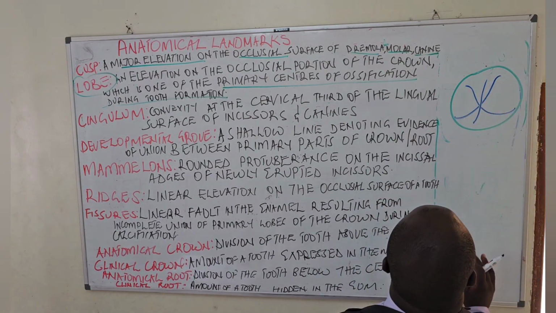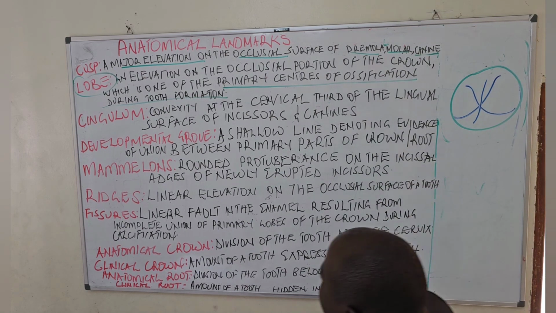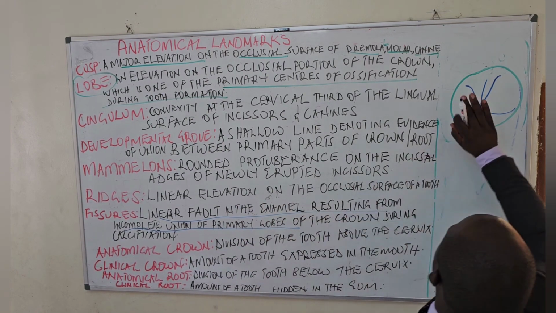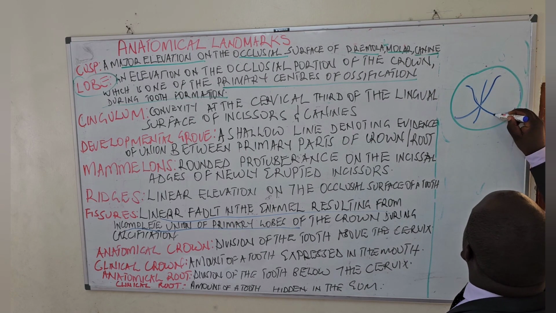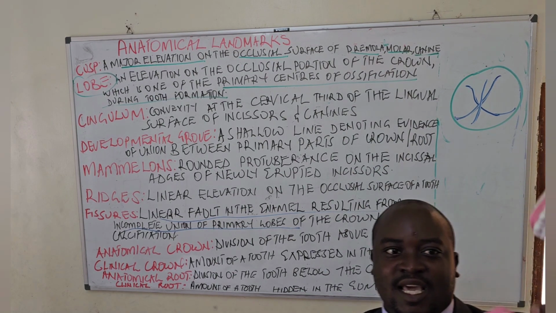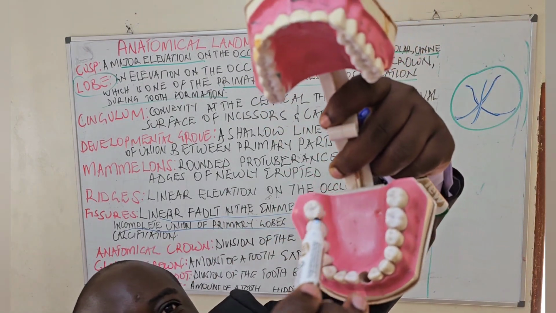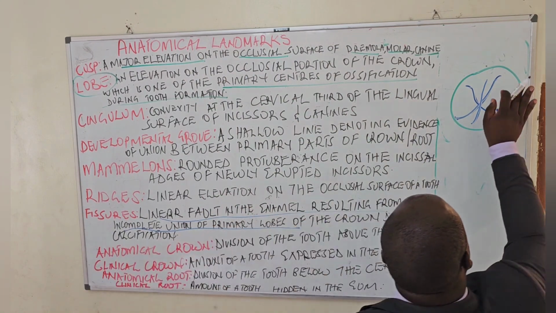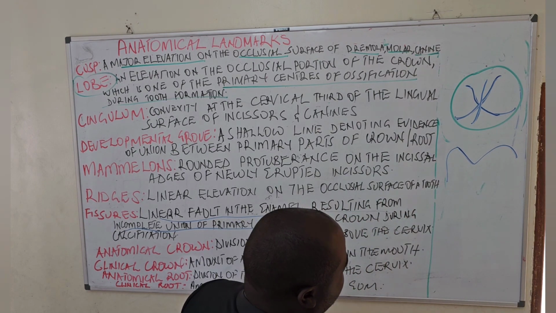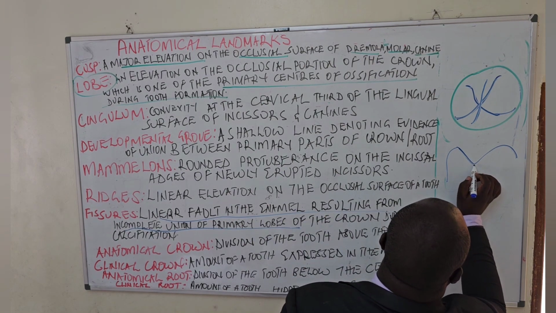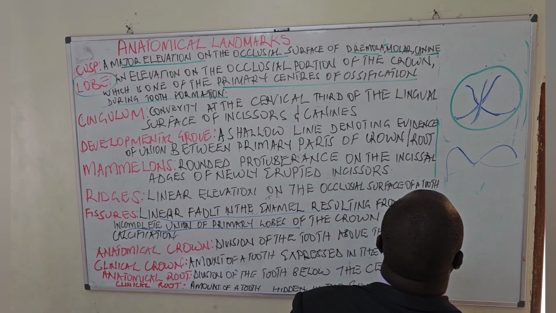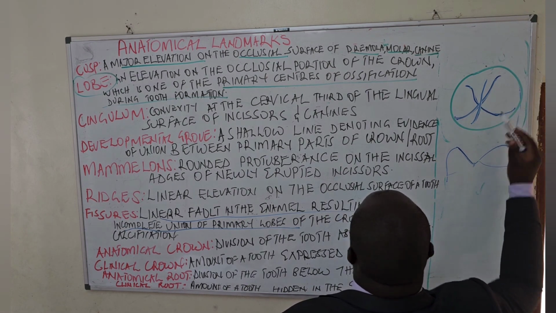Of course, they also make lobes, but these are what? Fissures. We call them the linear fault in the enamel resulting from incomplete union of different lobes, because this is a lobe, this is a lobe, but those lines here are fissures. When you look at it critically, inside these fissures will form pits. On a view from the side, this is a fissure, this is a lobe, this is a lobe, and this is a pit. So these are fissures, and these are lobes.